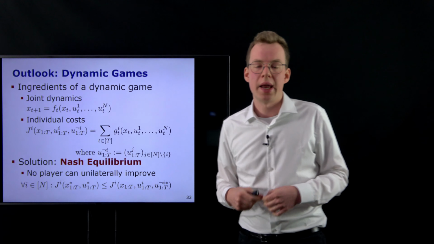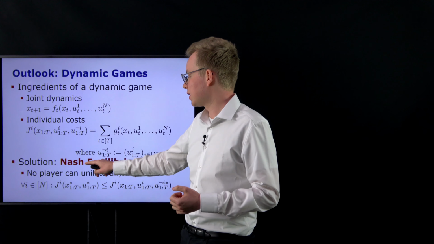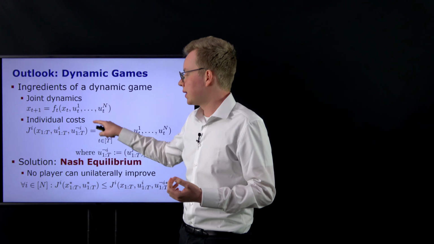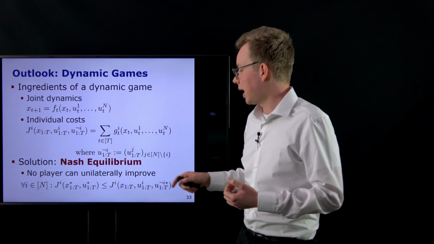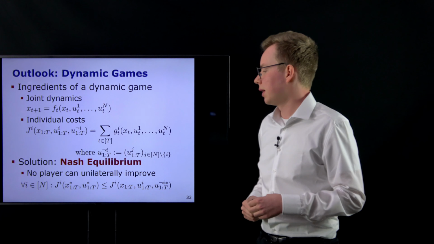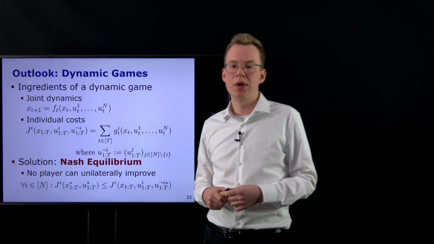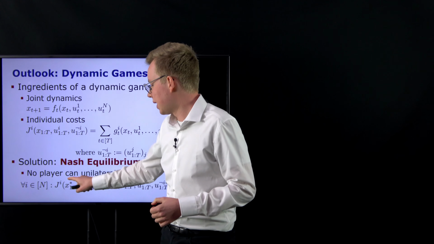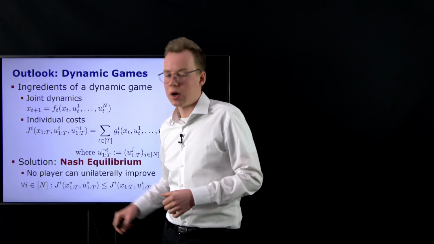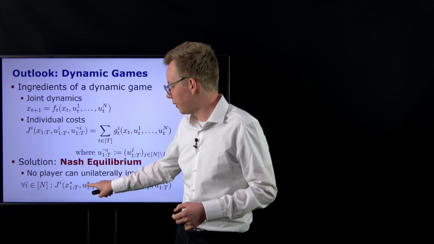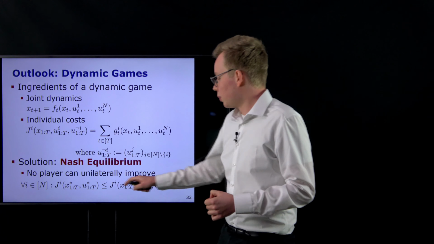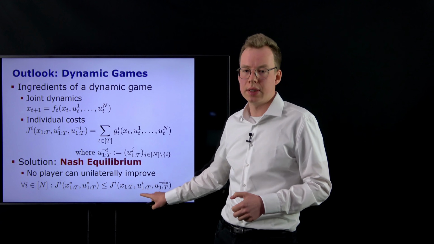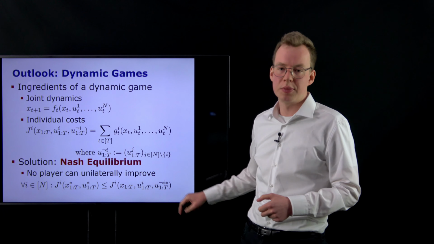Instead, the solution will be an equilibrium, and a very popular solution concept is that of a Nash equilibrium, which means that every player is competitively doing this optimization for their own objective until they reach this equilibrium state in which no player can unilaterally improve their respective cost. So mathematically, we want the cost of player I at the optimal input sequence to be smaller than all other costs that they could achieve when they change their inputs, if everyone else stayed at their optimal inputs.